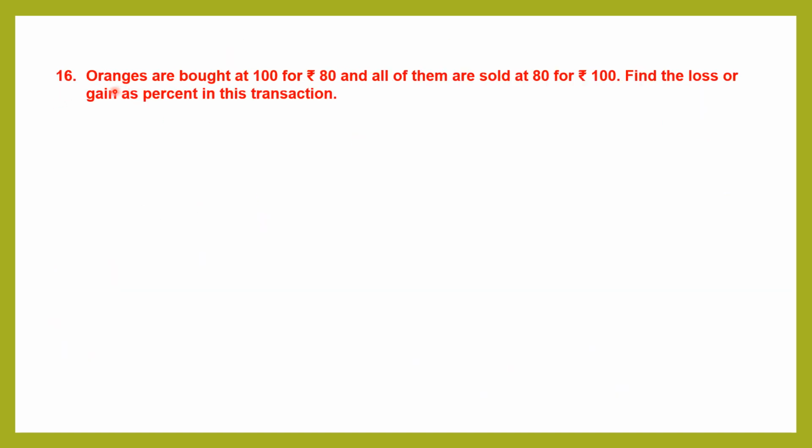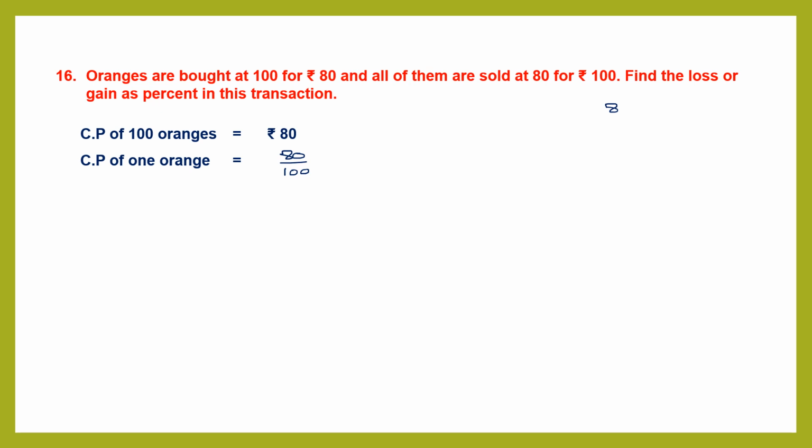Question 16. Oranges are bought at 100 for 80 rupees. That means 100 oranges are bought for 80 rupees and all of them are sold at 80 for 100, 80 oranges for 100 rupees. Find the loss or gain as percent in this transaction. So let's begin by saying the cost price of 100 oranges is 80 rupees. This is given to us already. Now we need to find the cost price of one orange, that is 80 divided by 100.